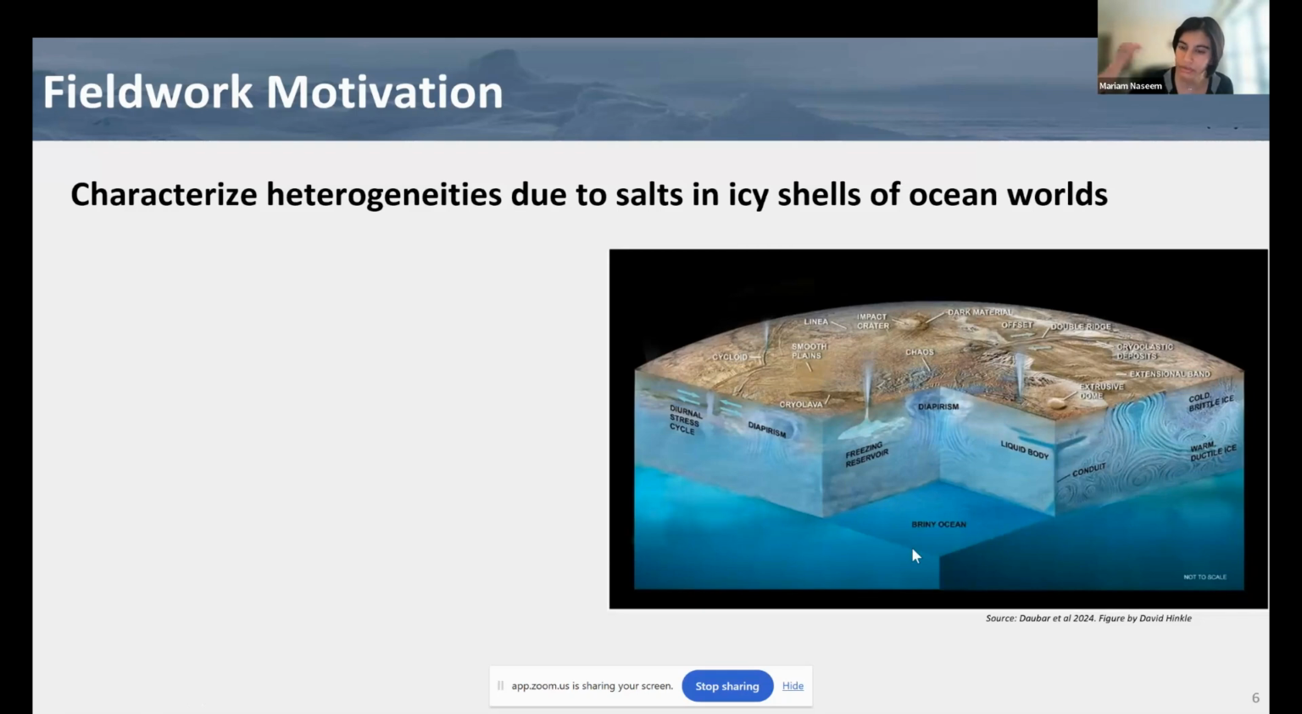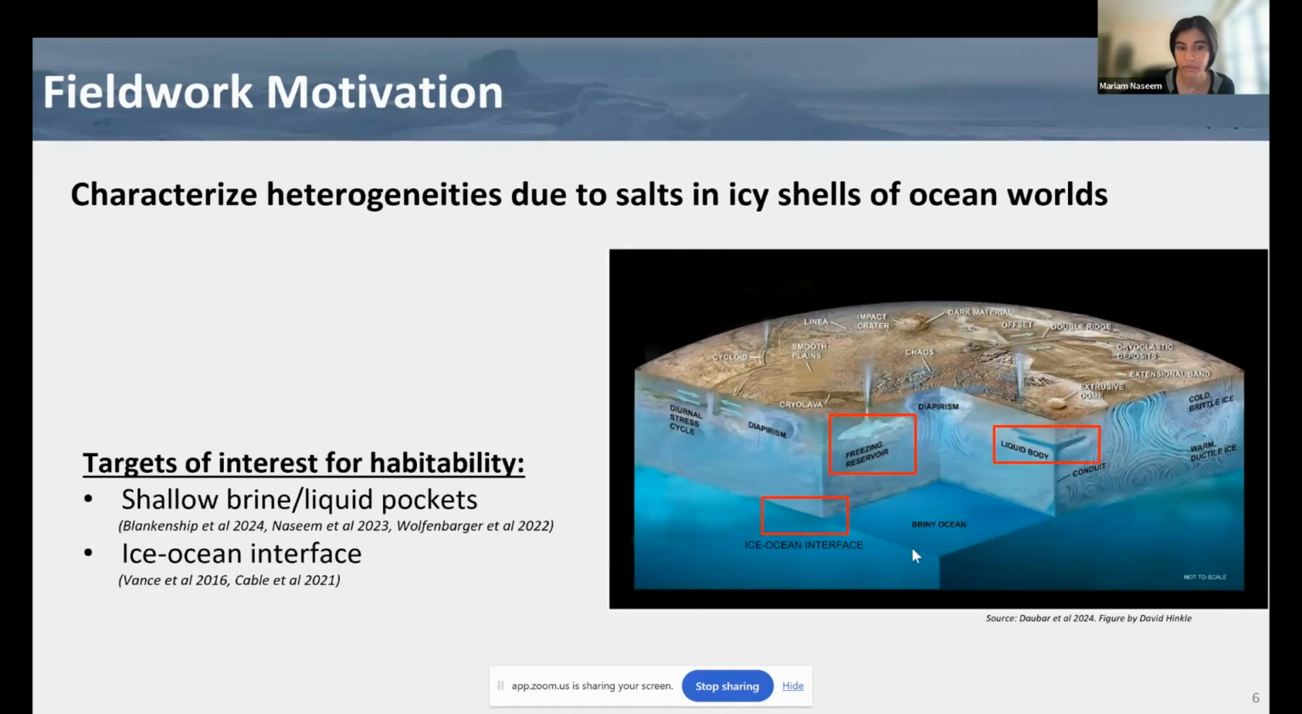And there's a lot of near-surface targets as well within the ice that are potentially interesting for habitability. I've pointed out some of these locations here, like shallow brine liquid water pockets, because the salts in these liquid water pockets may be depressing the freezing point enough that this is a stable liquid body within the ice that could potentially be hosting life.